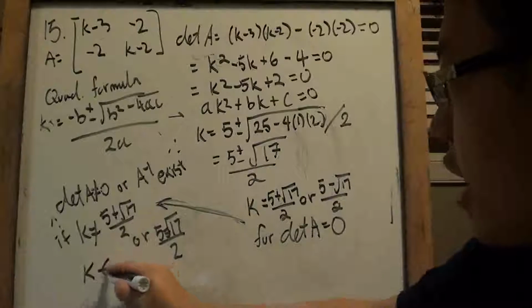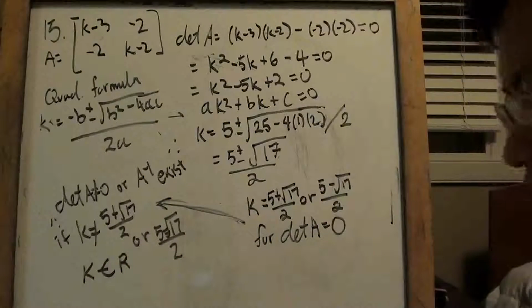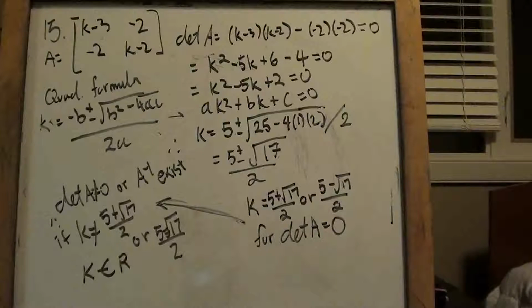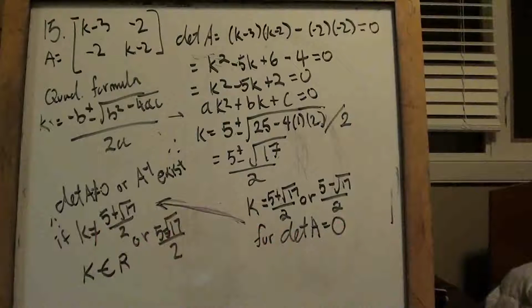Then you could, if you want k to be real values, mention that if you want. Basically, the point is k can't be this or this. Anything else, we can invert it, right? That's all it means. Now, what is this? It's just some really, really horrible irrational number. I wouldn't recommend it, right?